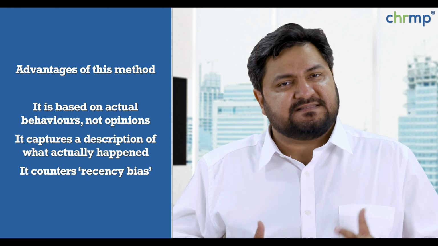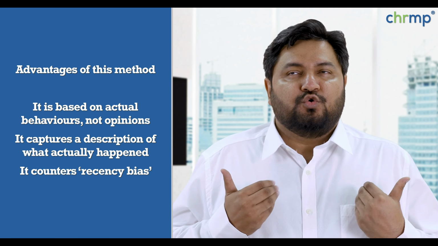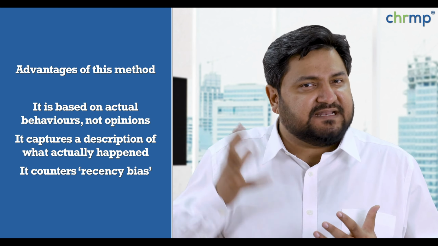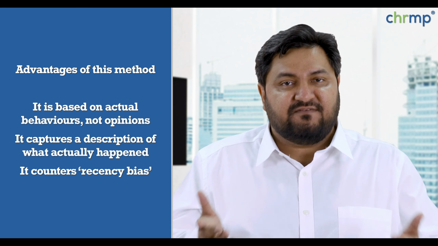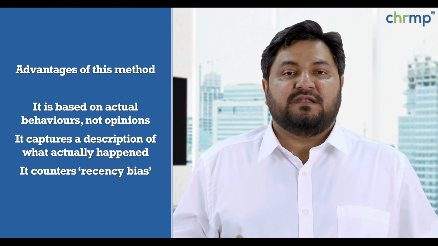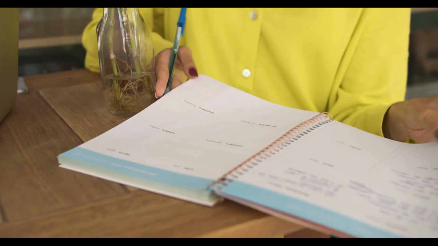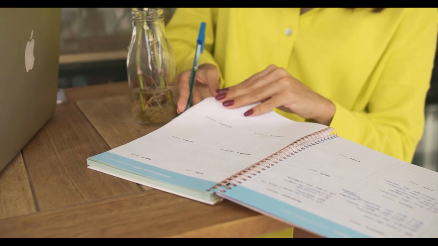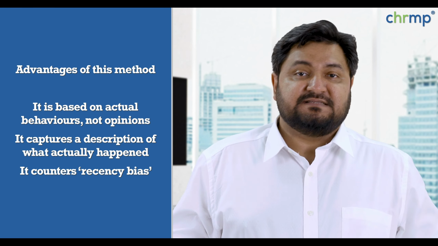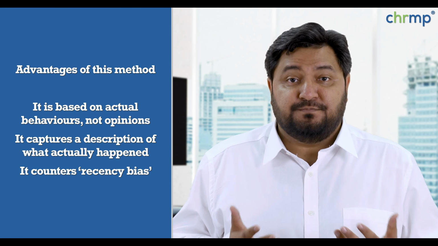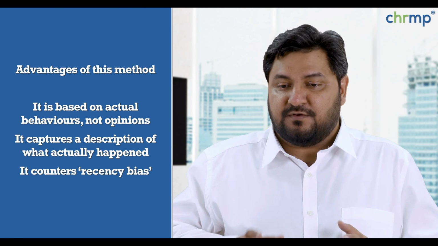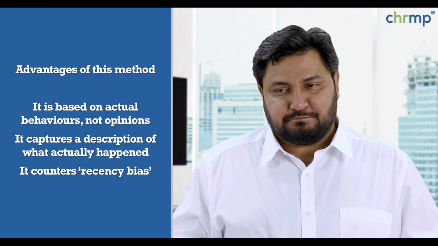But recency bias essentially means that you only remember the most recent things that have happened, and on the basis of that, you give the performance rating. If you have a critical incident diary, then you can just browse back and see what are the various critical incidents that have happened with this employee, and on the basis of that, give a more fair and more objective rating, which is free from recency bias.